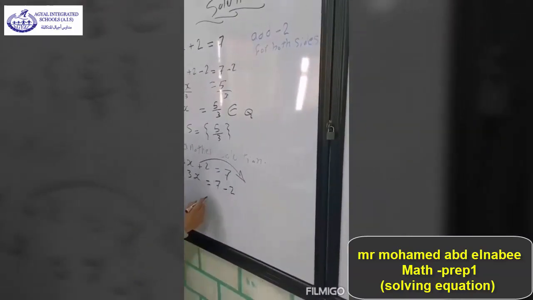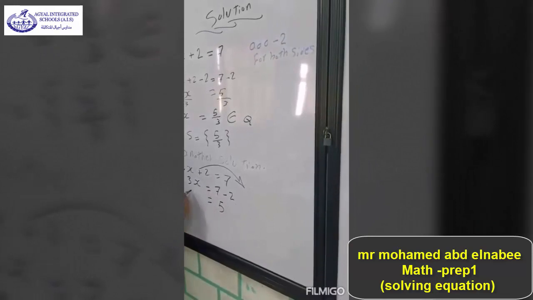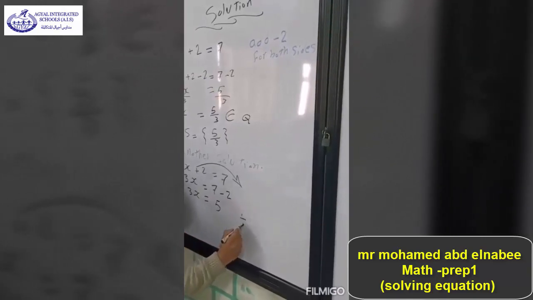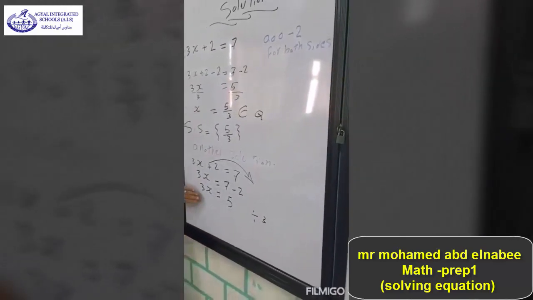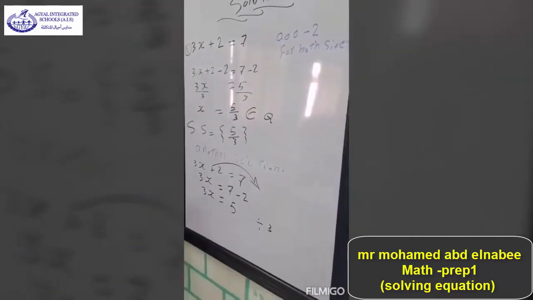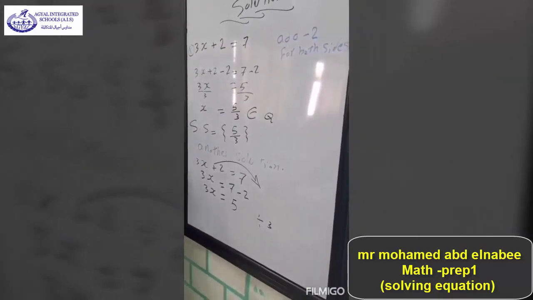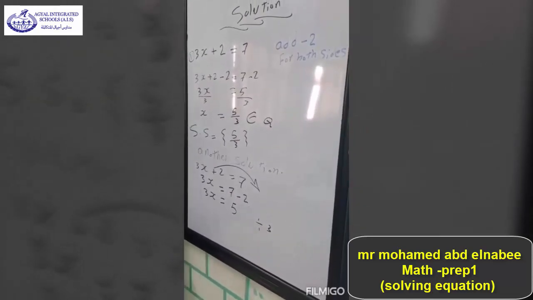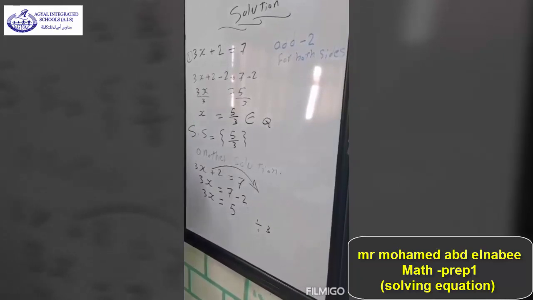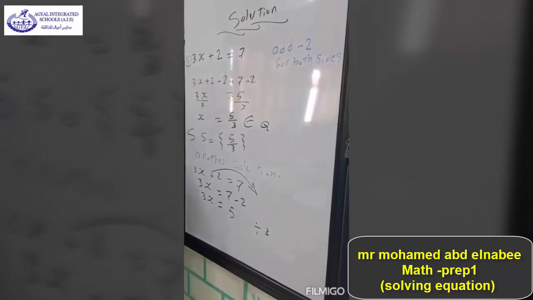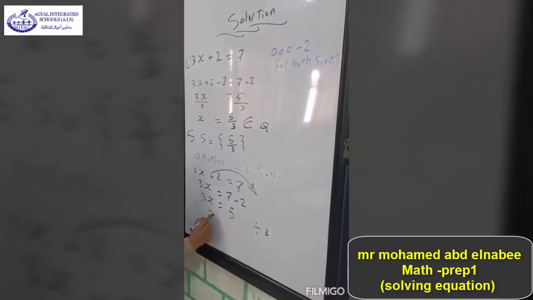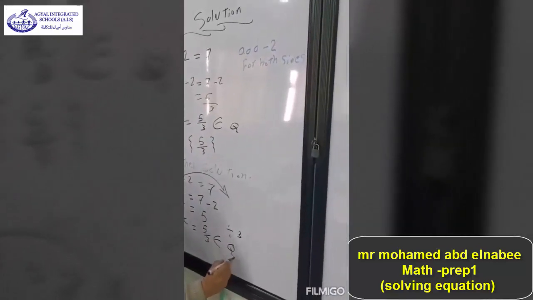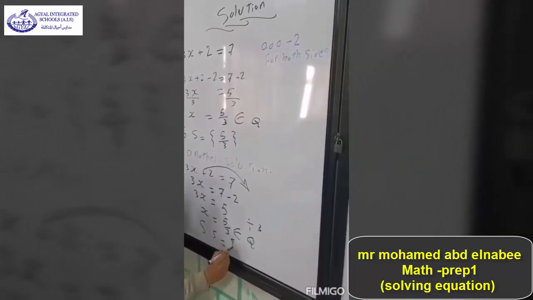7 minus 2 equals what? Yes, equals 5. So 3x equals 5. Now divide by 3. Can I write it directly by divide by 3, or over 3 over 3? As you like. I want to find the value only. This is your method, by your own mind. Choose what suits you and work with it. So divide by 3, x equals 5 over 3. As we said, it belongs to Q, so SS equals 5 over 3.